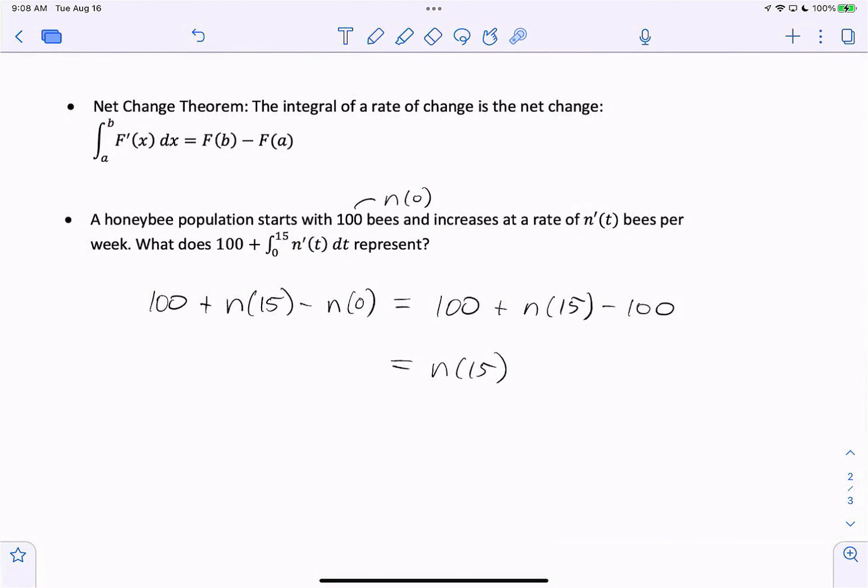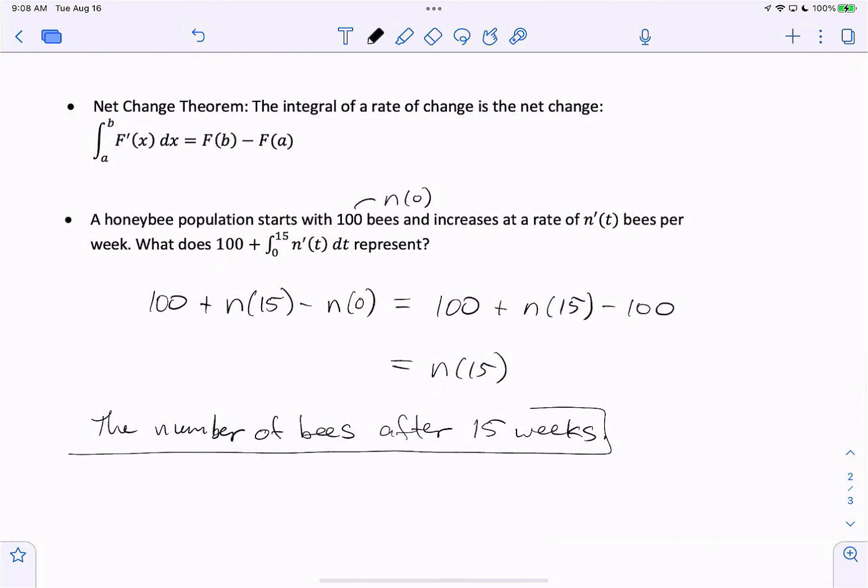Now, if n prime is bees per week, then n is the number of bees. For t equals 15, that means we're looking at 15 weeks. So it represents the number of bees after 15 weeks.